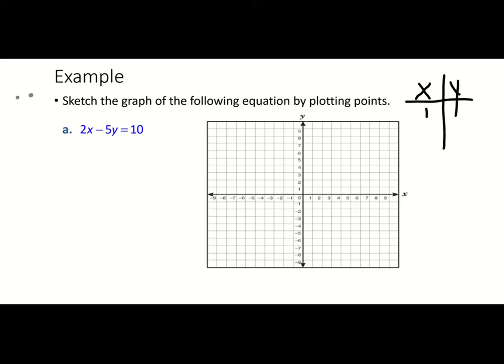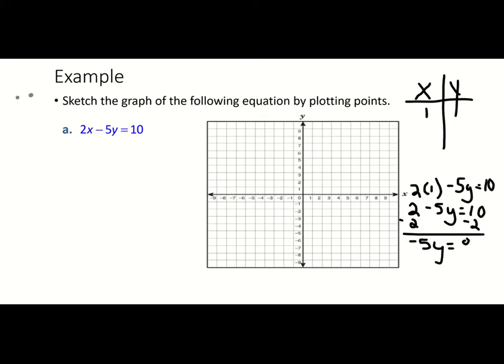I just picked it out of thin air. And then I'll plug it into my equation. So I'll do 2 times 1 minus 5y equals 10. And so that's 2 minus 5y equals 10. Now I'm going to solve for y. So I would subtract 2 from both sides. So we get negative 5y equals 8. Divide by negative 5. So y equals negative 8/5.